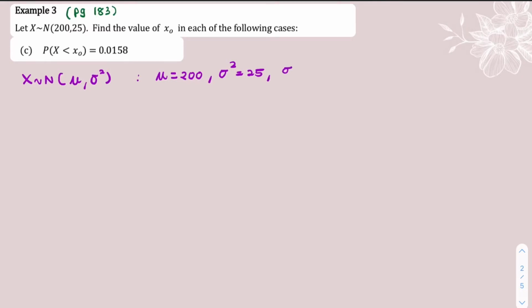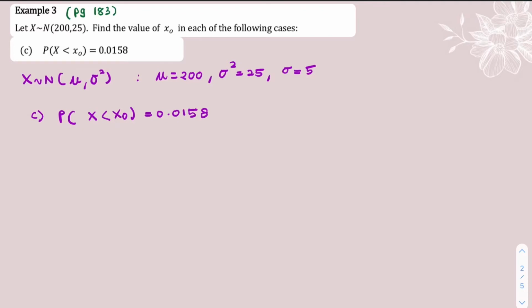Now, the parameter used in the normal is sigma. So to find sigma, take the square root of both sides. So you're going to get sigma is 5. Okay. Now, the question asks to find X naught, given that P(X less than X naught) is equivalent to 0.0158.